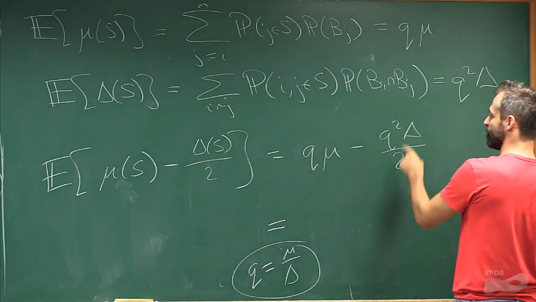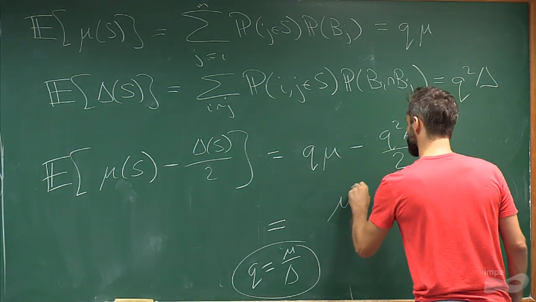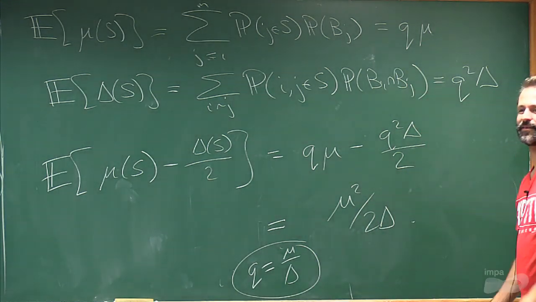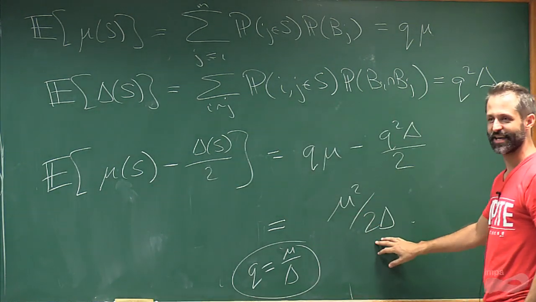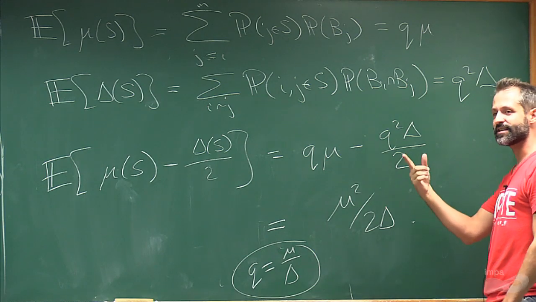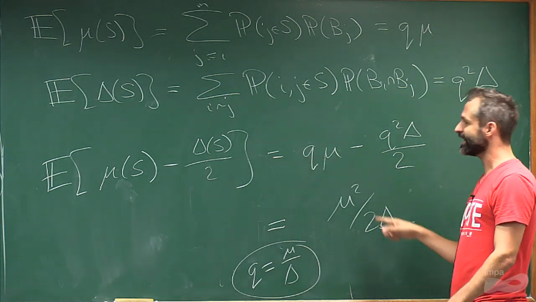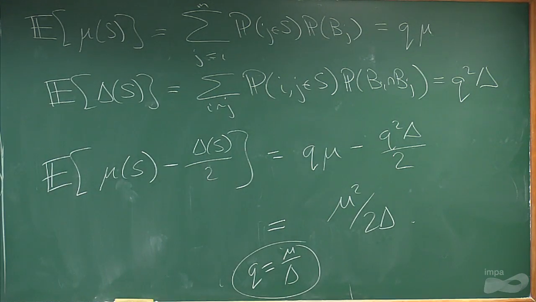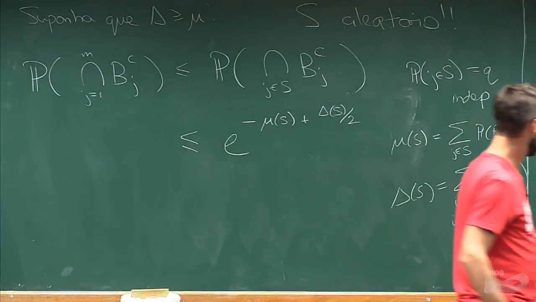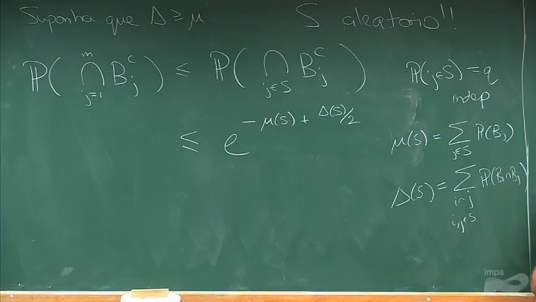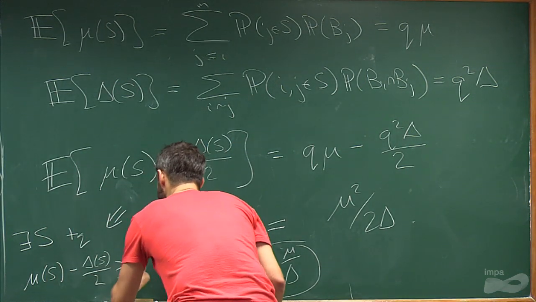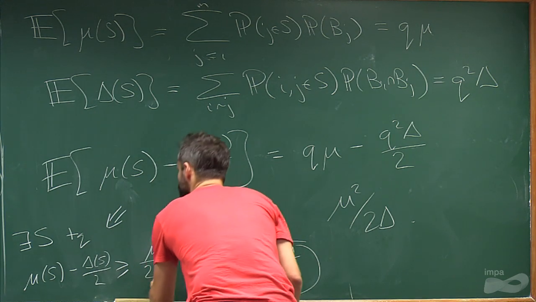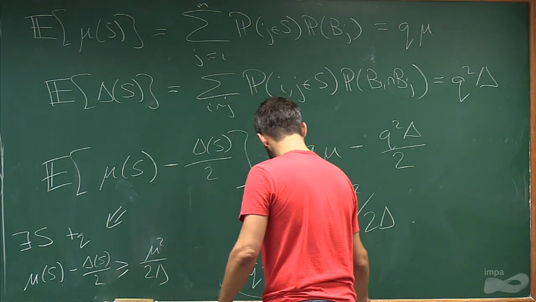Equals mu squared over delta minus mu squared over 2 delta, which is mu squared over 2 delta. So the expectation of this is this, so there must exist an s for which this is at least this. This implies there exists s such that mu of s minus delta of s over 2 is at least mu squared over 2 delta. This is what we want.